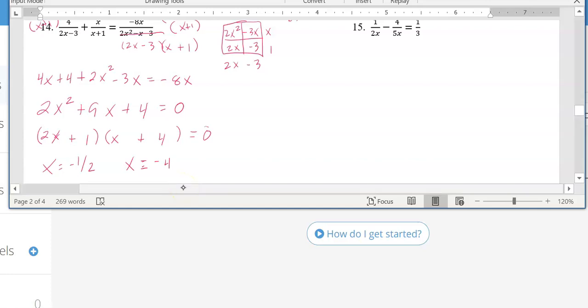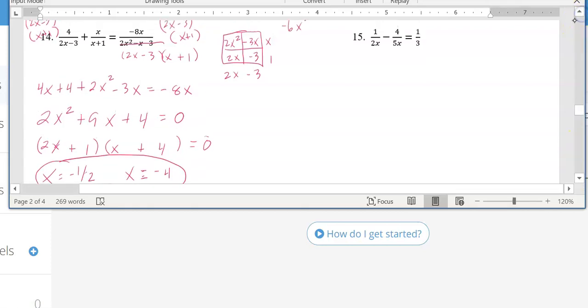Okay, and you should check and make sure that neither one of these makes 0 in any denominator if you plug those in for x, and neither one of them does that, so you're pretty safe. And if you have time on your test, I would encourage you to check those out. Make sure you didn't make a mistake along the way.